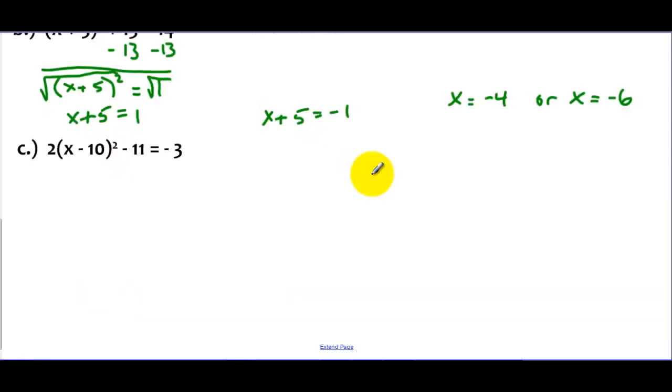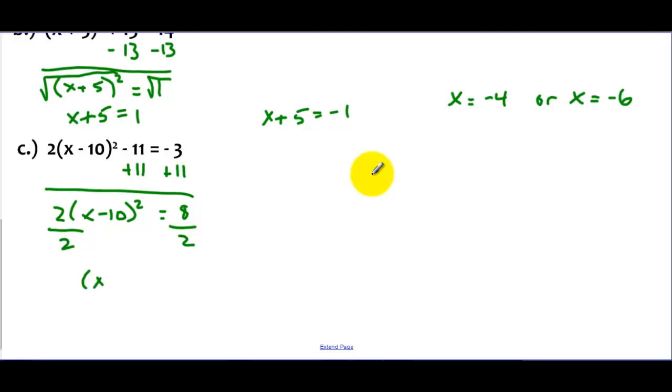So one more example. We have to get rid of the 11 that's on the outside and the 2 that's on the outside. Always undo your addition and subtraction first. So we're going to find out that 2 times parentheses x minus 10 squared is equal to 8. I have to get rid of the 2 times, which is done by dividing. I'm going to find out that x minus 10 squared is equal to 4. And now I can square root. The square root gets rid of the squared, and that means I also have to take the square root of 4.